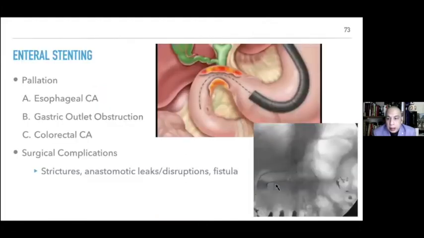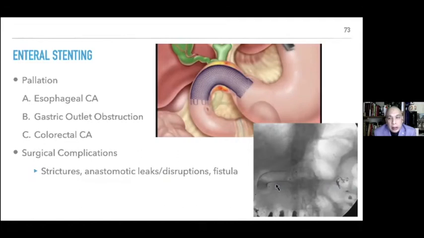Just a representation of how enteral stenting happens. It is deployed to reopen that biologic tube. Mainly used for palliation in esophageal cancer, gastric ulcer obstruction, colorectal cancer. It can be used to treat some surgical complications like strictures, leaks, or disruptions, or even fistulas or enterocutaneous fistulas.